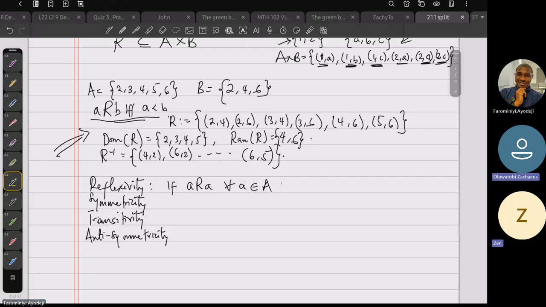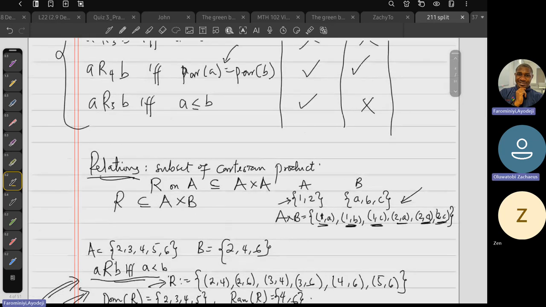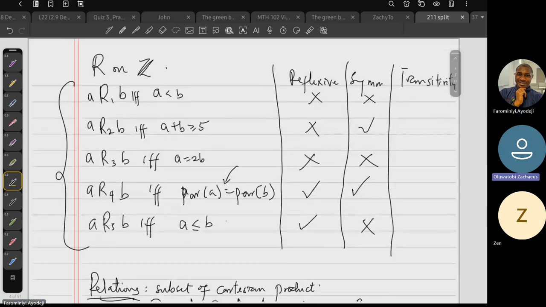So this example, is it reflexive? This relation that we have is not reflexive because we don't have 2 2, we don't have 3 3 or 4 4 or 6 6 or 5 5. So it's not reflexive. But if we now bring it back to the set of integers, that is why we've defined those things that we have here. Let me clean this.